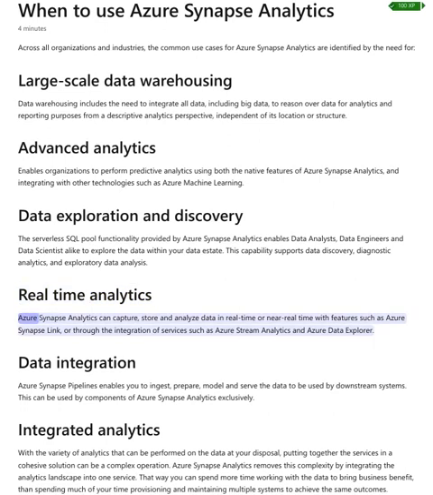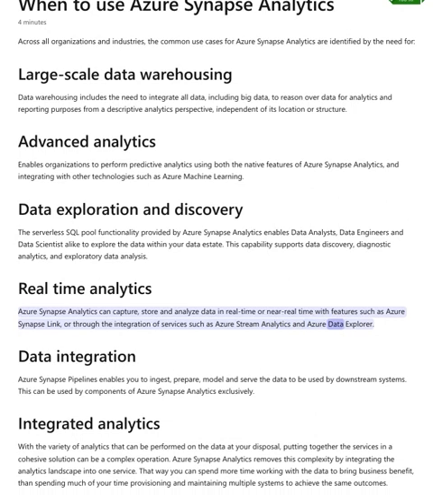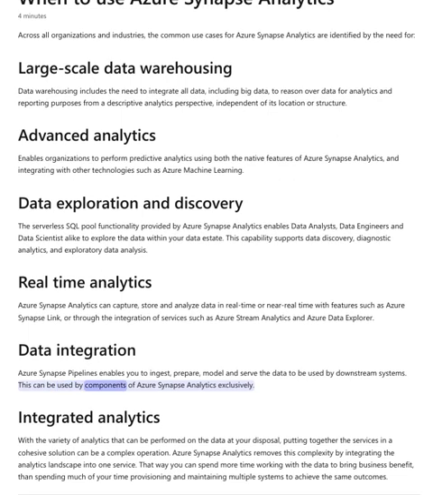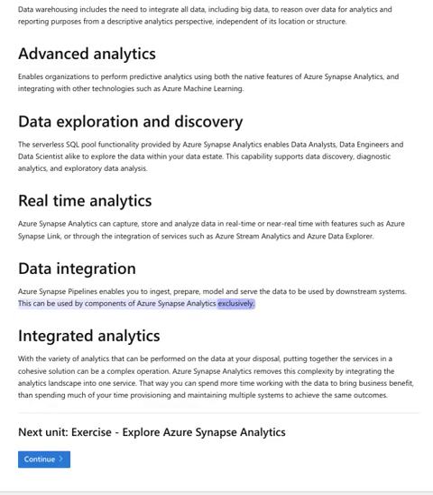Real-time analytics. Azure Synapse Analytics can capture, store, and analyze data in real-time or near real-time with features such as Azure Synapse Link, or through the integration of services such as Azure Stream Analytics and Azure Data Explorer. Data integration. Azure Synapse Pipelines enables you to ingest, prepare, model and serve the data to be used by downstream systems. This can be used by components of Azure Synapse Analytics exclusively.